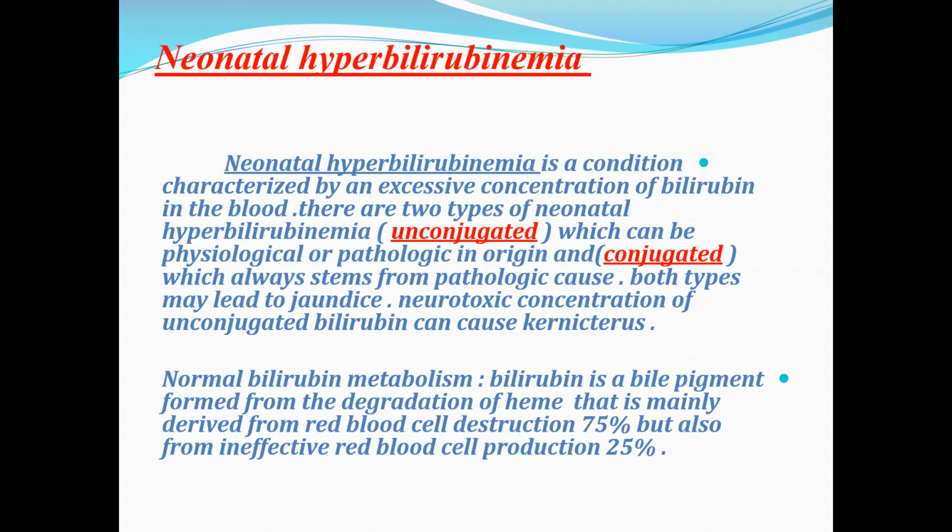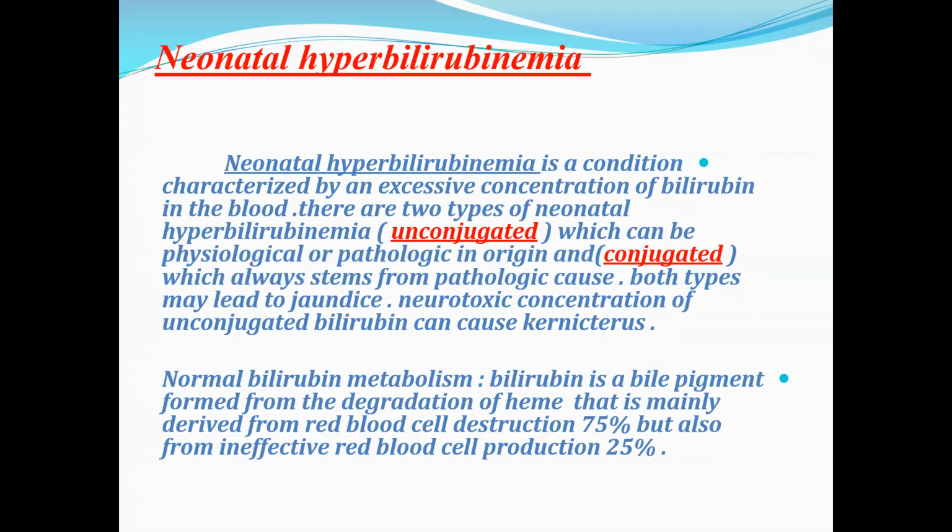So, presence of direct jaundice in the newborn indicates a serious permanent condition that, of course, may be complicated later on. Both types, and most commonly the unconjugated, may lead to a neurotoxic effect, that is, kernicterus.